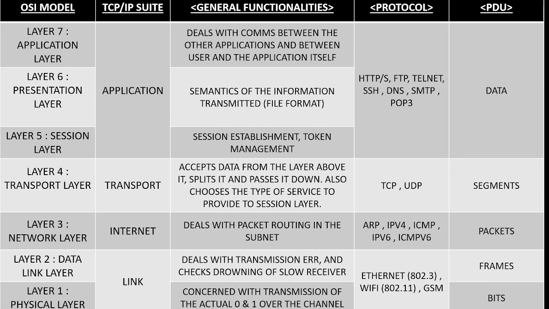Now talking about layer 2 and layer 1, let's talk about both of them simultaneously, the data link layer and the physical layer. Basically, it deals with transmission errors and checks for the drowning of a slow receiver. I would like to elaborate on what drowning of a slow receiver means. Let's say there is a transmitter transmitting data at the rate of 100 Mbps, and there is a receiver which can only receive data at, let's say, 1 Mbps. So there is a net loss of 99 Mbps of transmission. That is called drowning.